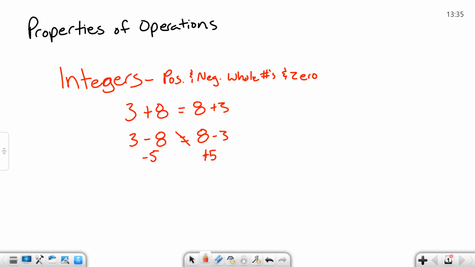The same thing happens, though, when we look at multiplication and division. That's where we get our fractions from. If we look at 3 times 8, well, that will be the same as 8 times 3. But if we flip these signs around, we get 3 divided by 8, but that's not the same as 8 divided by 3.